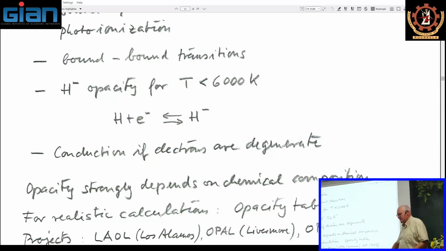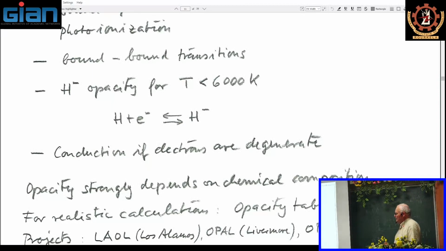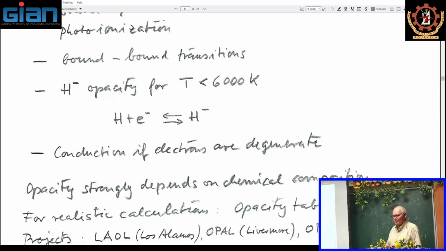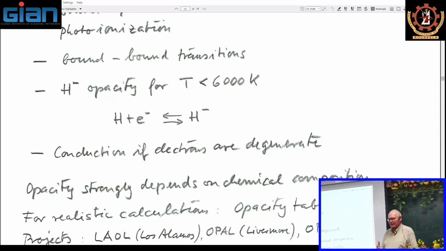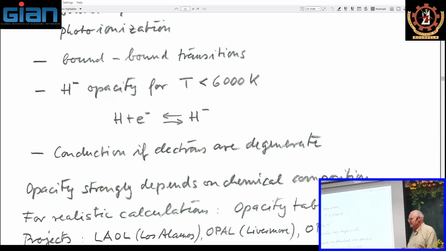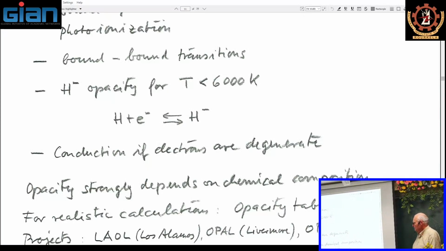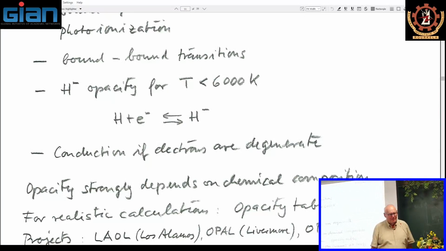So keep in mind, opacity strongly depends on chemical composition, and calculating the opacity is again a very hard task for atomic physicists. There are nice guys who provide tables for different chemical compositions, as a function of temperature and density, or pressure and density, giving the values of the opacity. So for realistic calculations, there are nice guys who have provided the opacity tables.